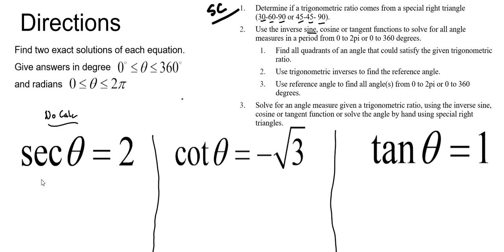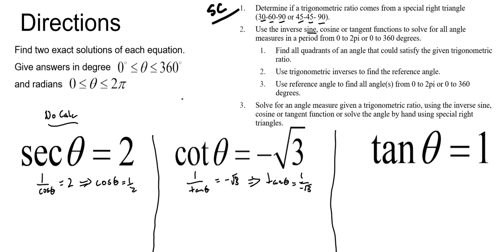So in this one, we have our secant, which is 1 over cosine of an angle, and that equals 2. If I want to change this into cosine, I have to flip both sides. Take the reciprocal of both sides, and I will have 1 over 2. We can do that in every single one. We have cotangent, which is 1 over tangent of theta, and that's going to equal negative square root of 3. Well, I have to take the reciprocal of both sides, so I'm going to have tangent of theta equal to 1 over the negative square root of 3. And then tangent obviously is itself.